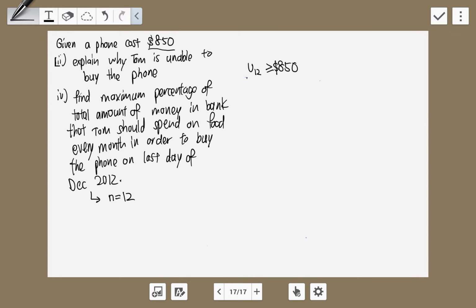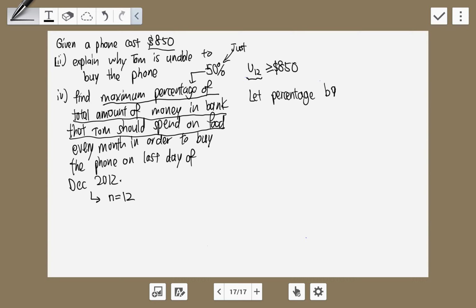$850. But we cannot use the expression that we had just now, because now we are going to find the maximum percentage of the total amount of money in the bank that Tom should spend on food. Just now that percentage was half, which is 50%. Okay, now we need to let it be x. Just now, this was the expression. Now we need to let the percentage be x.